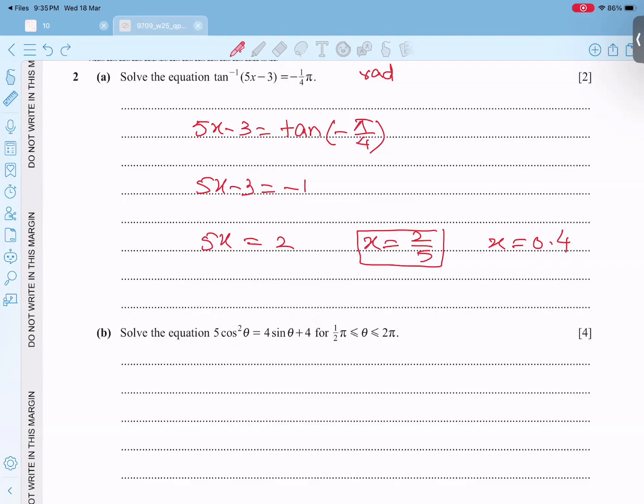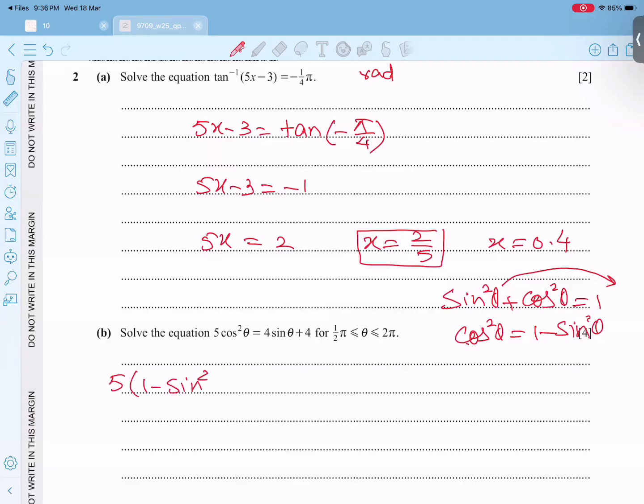Formula, all of you are familiar: sine squared theta plus cos squared theta is equal to 1. So if you bring this sine squared on the other side, cos squared theta is equal to 1 minus sine squared theta, which I'm going to replace here. So I'm replacing here 1 minus sine squared theta, and I'm bringing both values to the left side.